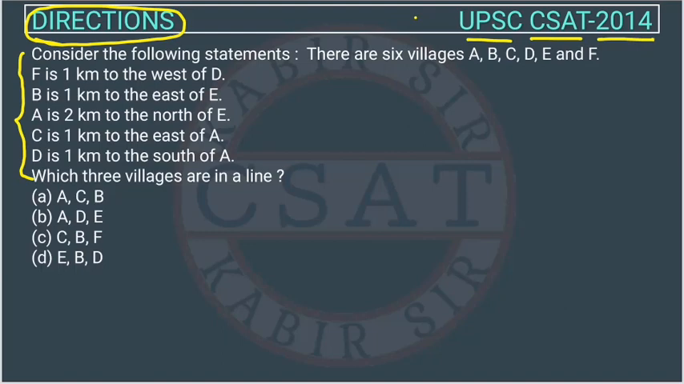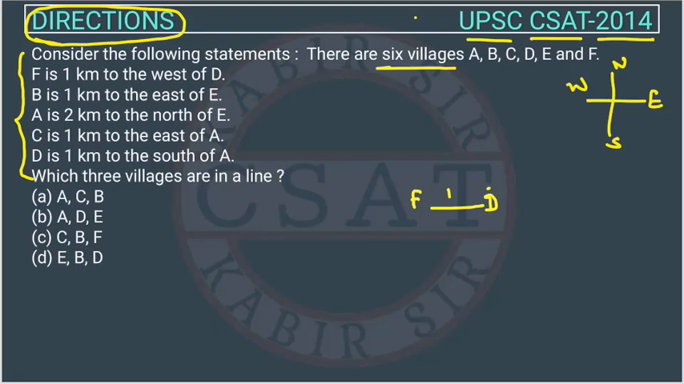So now what is given? Consider the following statements. There are 6 villages A, B, C, D, E and F, right? Whenever we have a direction question, we will draw this diagram. This is north, south, east and west. Now we will solve this. F is 1 kilometer to the west of D. Suppose this is D, okay? Now they have given that F is 1 kilometer to the west of D. So F is here, right?